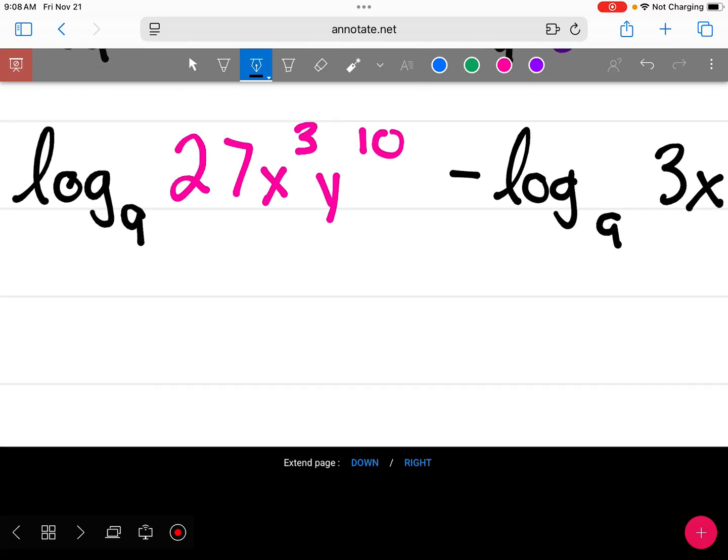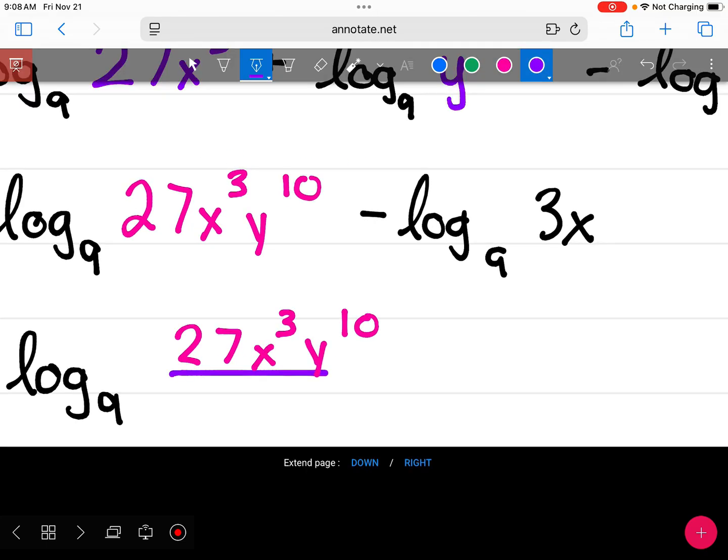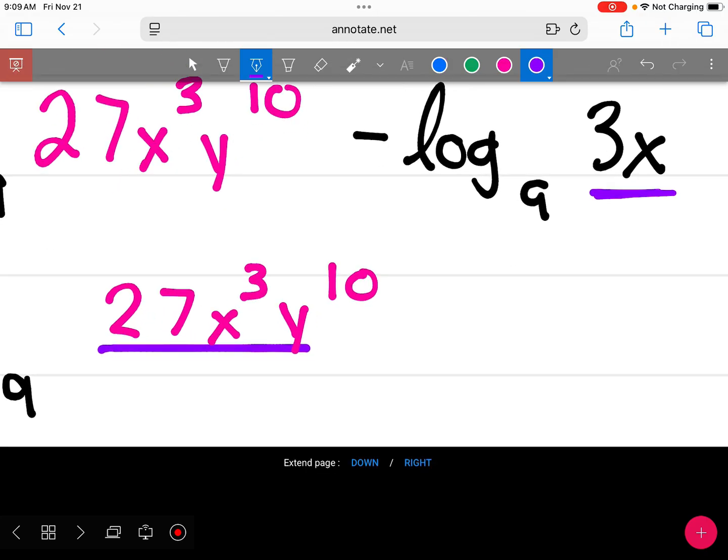What do we do next? Yes, our subtraction is going to turn into division. So we're going to have our log base 9, and we're going to wind up with a fraction here, where our numerator is what was on the left, our 27x cubed y to the 10th, and in our denominator is what we were subtracting by, that 3x. So we've gotten this down to one single log.